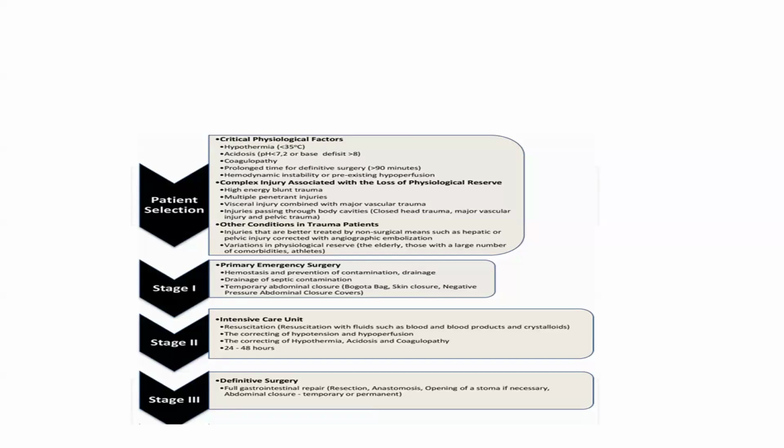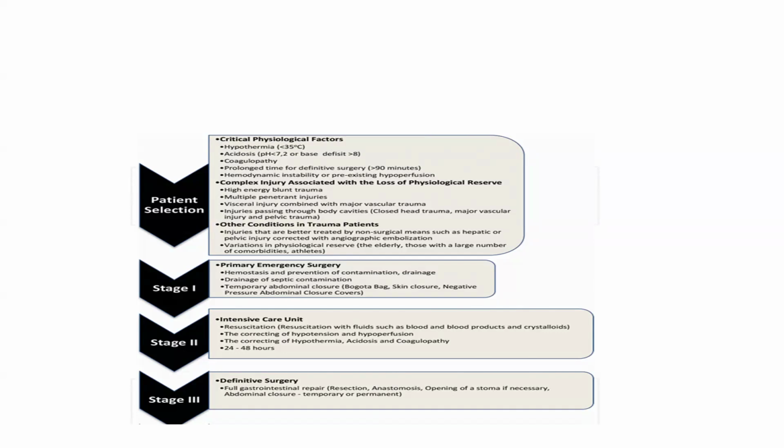So this is the algorithm of the management of polytrauma. First, we need to identify the critical physiological factors, that is hypothermia, acidosis, coagulopathy, and prolonged time for definitive surgery or hemodynamic instability and pre-existing hypoperfusion. Then complex injury associated with the loss of physiological reserve, that is high-energy blunt trauma, multiple penetrating injuries, visceral injury combined with major vascular trauma, injuries passing through the body cavities.